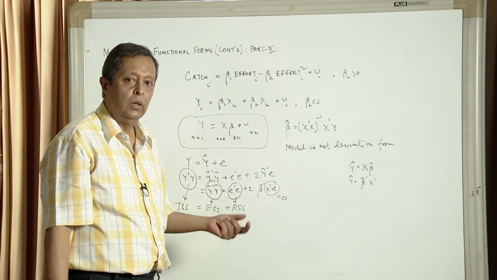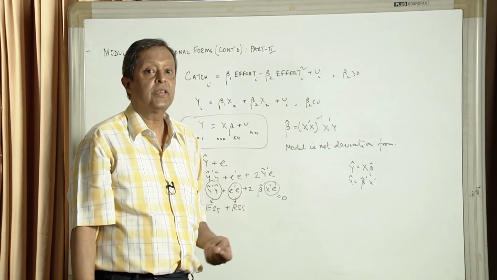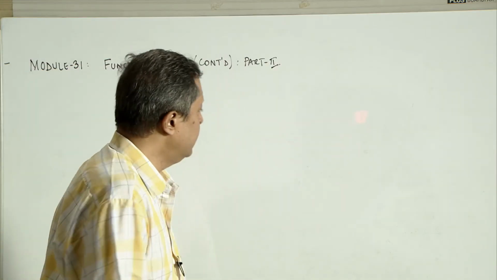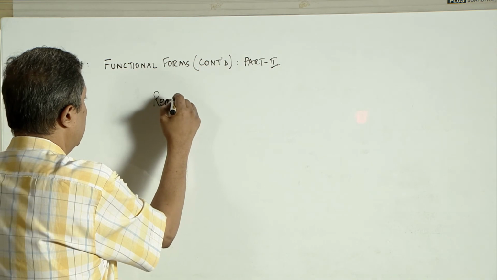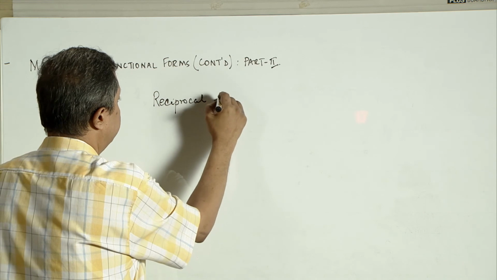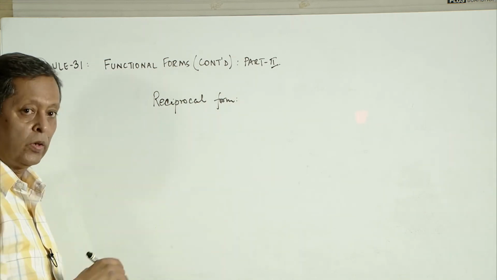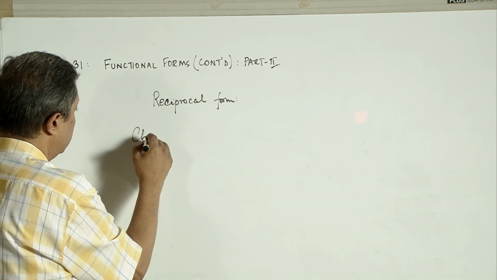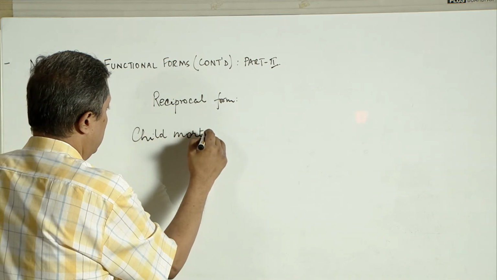Now, we will go to the model in reciprocal form, which will also show us an interesting example of economic application. Let us now consider a regression which is known as reciprocal form. So, let us take a concrete example from economics. Let us talk about child mortality.